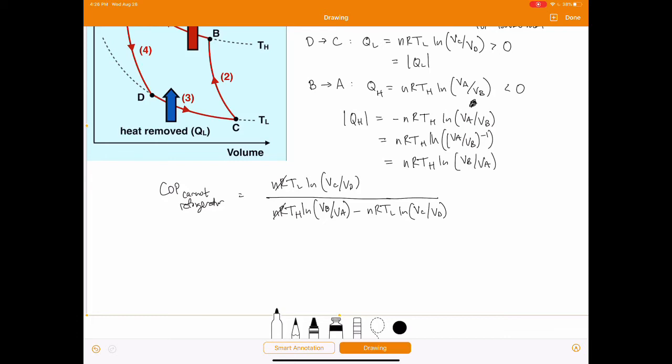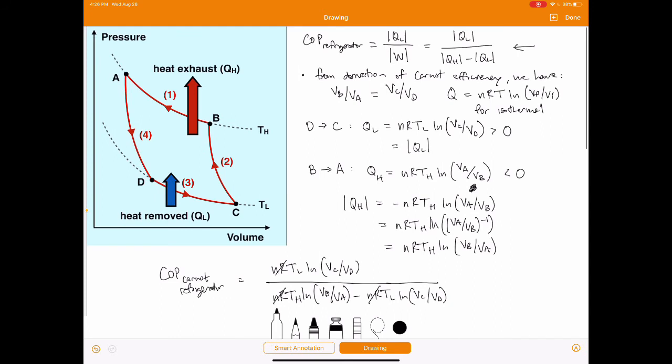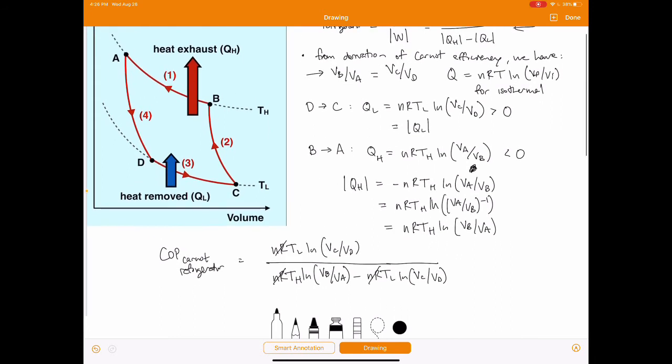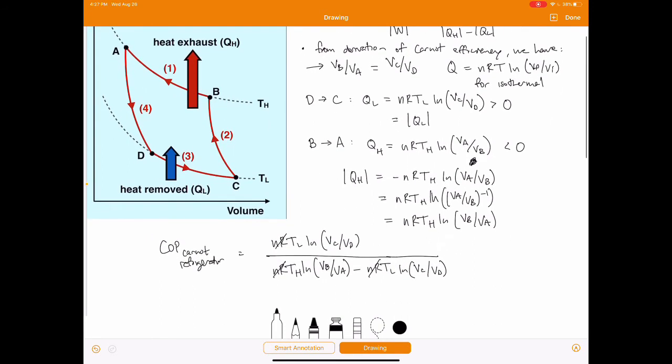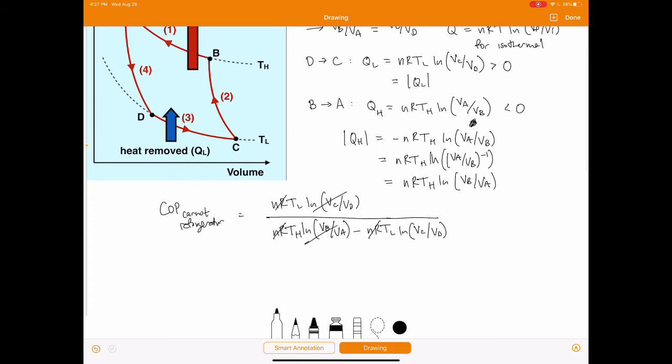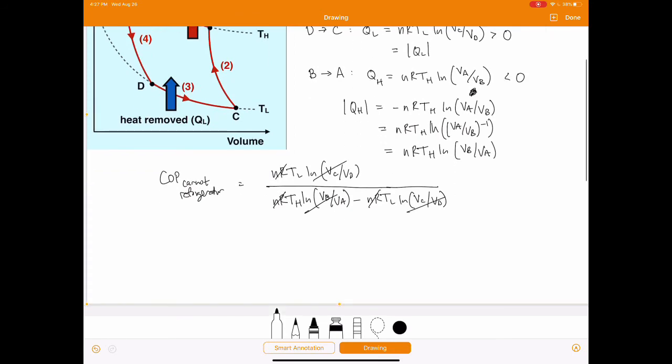So first, nR goes away. And then also, because we know the ratio of volumes that appear in the natural log here are the same, in other words, VC over VD is the same as VB divided by VA, that cancels as well. And then we're left with TL over TH minus TL. That's the Carnot coefficient of performance, and it represents the best possible coefficient of performance for any refrigerator that you could design.